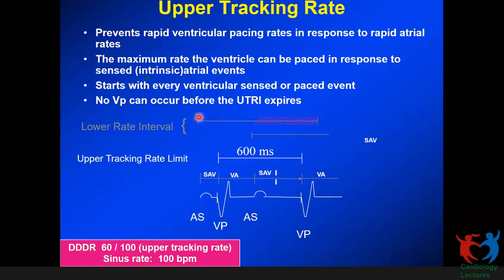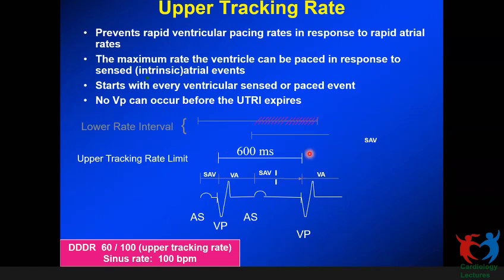So in this example, there is a lower rate that we have programmed. And then, of course, there is an AV interval on sensing the atrium. In this case, the patient's sinus rate is a little faster. And on sensing the atrium, the pacemaker starts a sensed AV interval. At the end of the sensed AV interval, it delivers a V pace. And the upper tracking rate interval, unlike a lower rate interval, is a ventricular-based timing. So it starts in the ventricle. So here it starts the upper tracking rate interval.